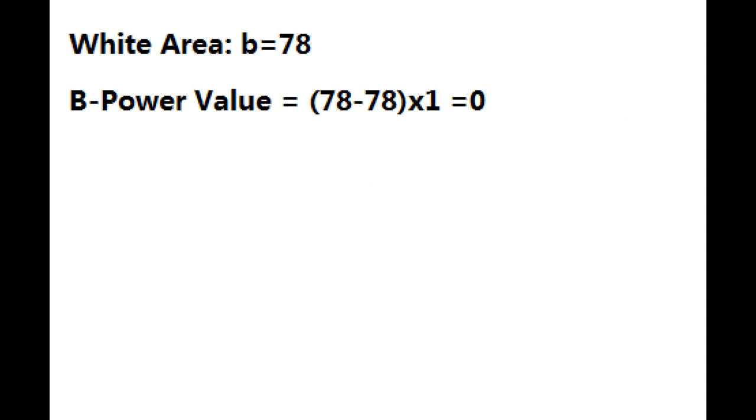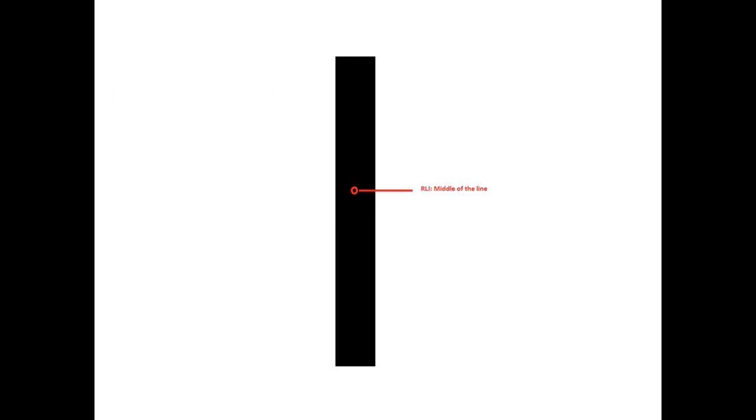When the robot is getting closer to the black line, the B value decreases gradually. As a result, the power we pass to the B motor increases gradually. The RLI value in the middle of my black line is 8. That means the maximum power the B motor can get is 78 minus 8 times 1 equals 70. And it happens when the color sensor is in the middle of the black line.